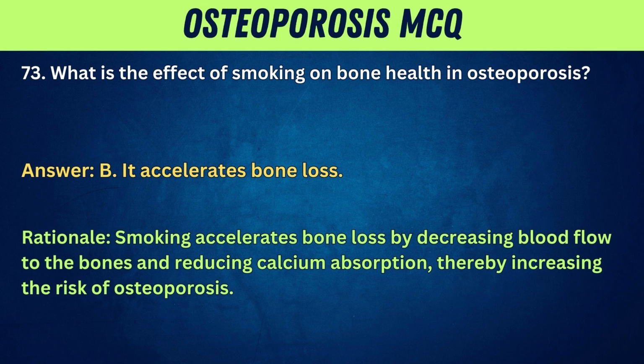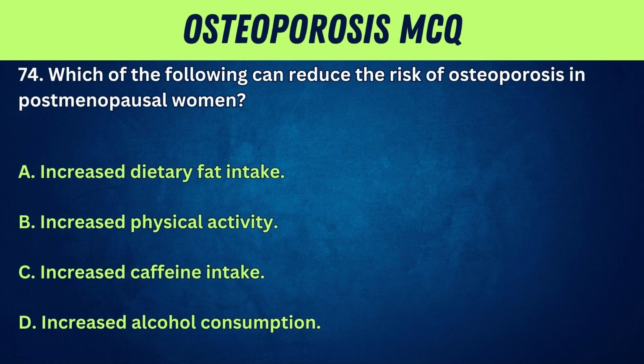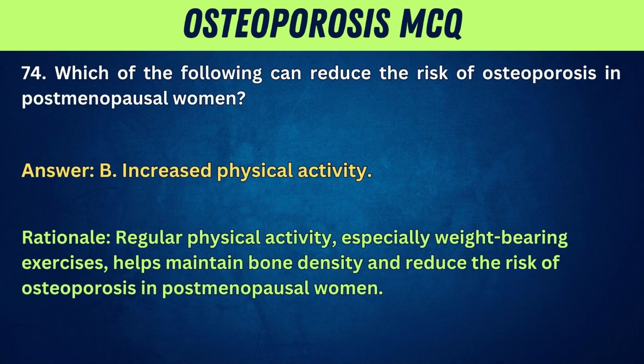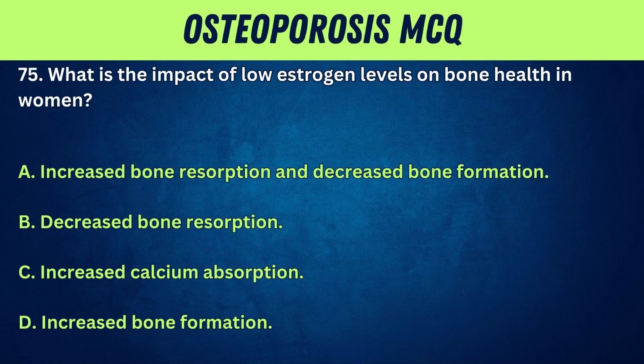of osteoporosis. 74. Which of the following can reduce the risk of osteoporosis in postmenopausal women? A. Increased dietary fat intake. B. Increased physical activity. C. Increased caffeine intake. D. Increased alcohol consumption. Answer: B. Increased physical activity. Rationale: regular physical activity, especially weight-bearing exercises, helps maintain bone density and reduce the risk of osteoporosis in postmenopausal women.